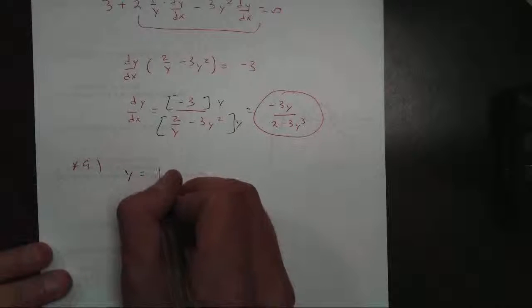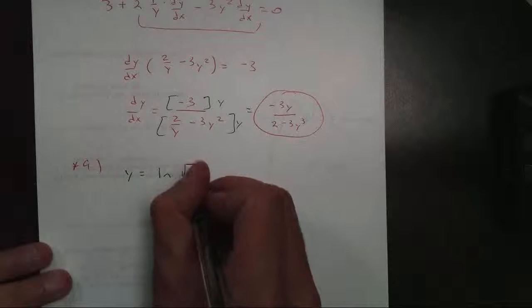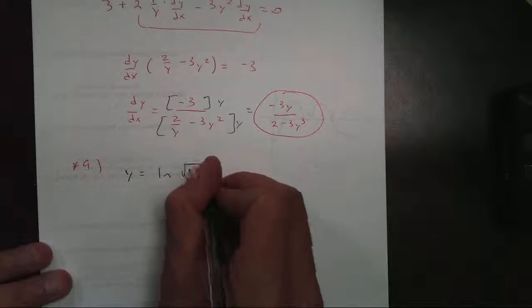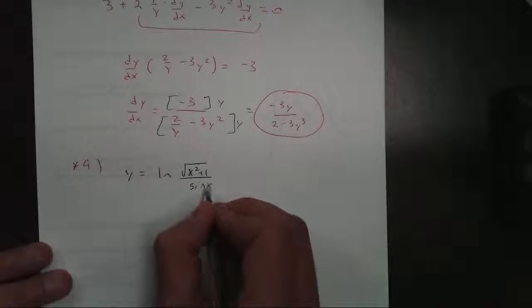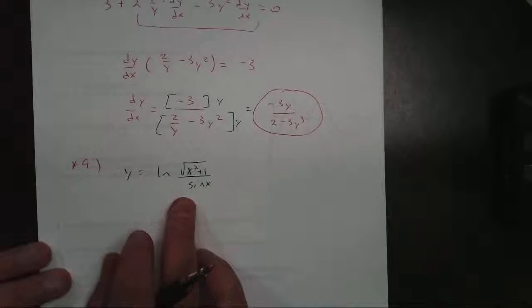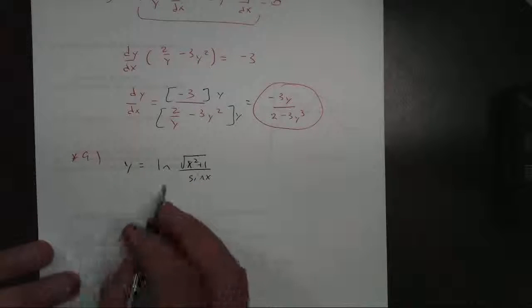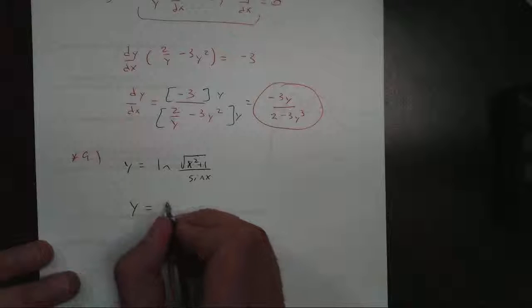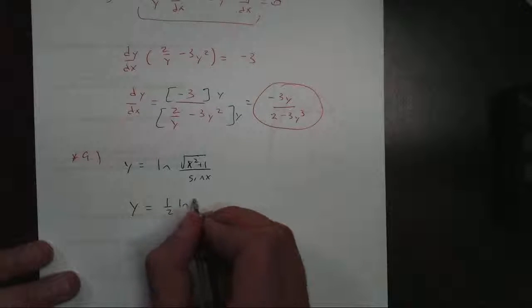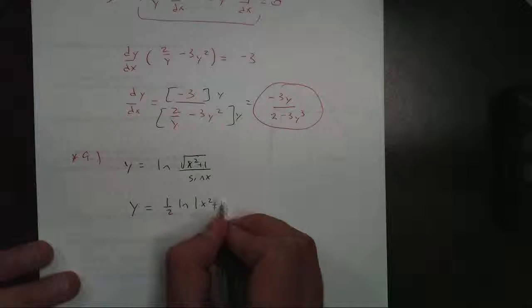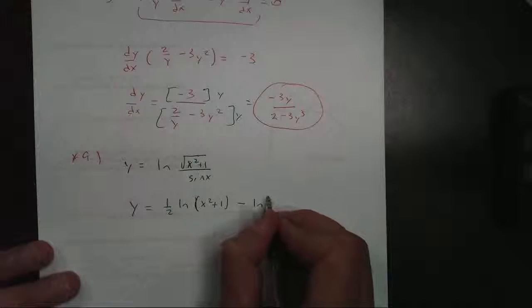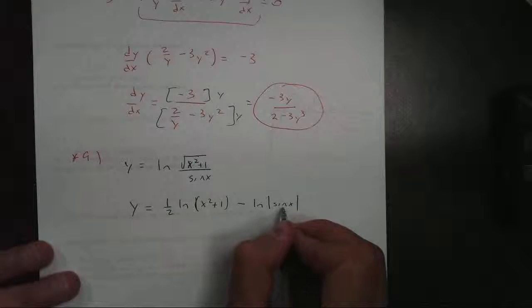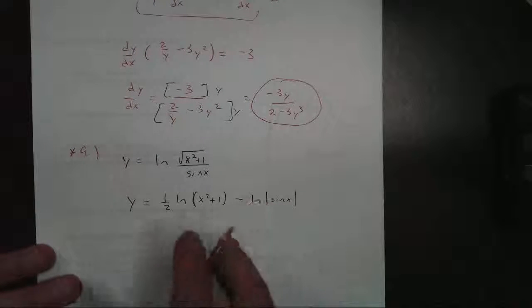Y equals the natural log of, let's say, the square root of x squared plus 1 over, let's say, sine of x. If I didn't do expansion rules, this would be really tough. So I'm going to expand this. And this would give me 1/2 the natural log of x squared plus 1 minus the natural log of the sine of x. Now we have to put these in brackets. We'll talk more about that later.